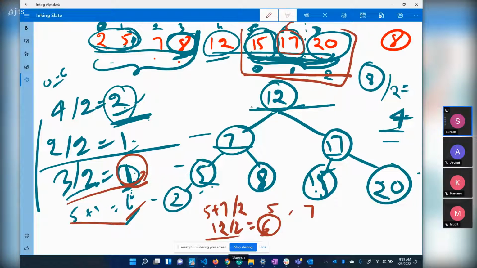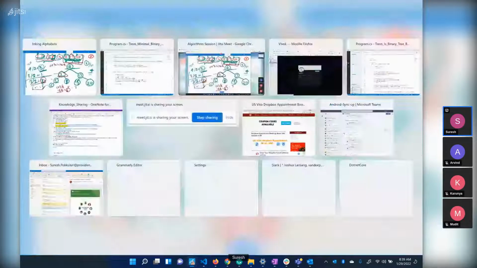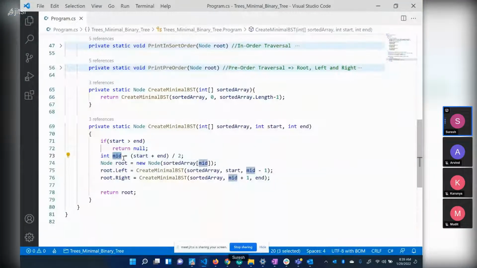Similarly, if you want to calculate for this whole array, 0 plus 3, which is equal to 4, 4 by 2 equal to 2. So here 7 is the mid. That's why we got 7 here. This is just another way of doing it. This is how they're calculating mid index: start plus end by 2. We got the mid index. Here is the mid value.